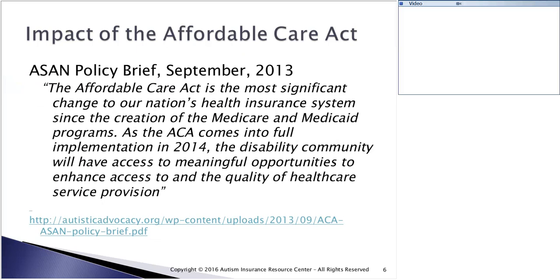It's obviously a broad thing, and there are facts around it, there's fiction, there's obviously a lot of politics, but bottom line is that their position, which I support, which is why it's in this quote, is that the Affordable Care Act is the most significant change to our nation's health insurance system since the creation of Medicare and Medicaid, and that for the disability community, it has given them access to meaningful opportunities to enhance the access to and the quality of health care service provision, and I do believe that.